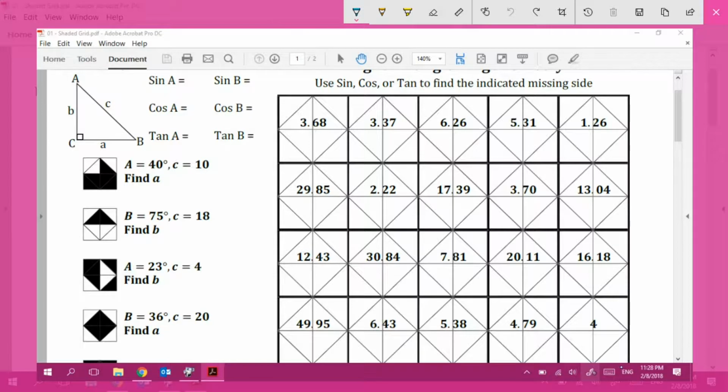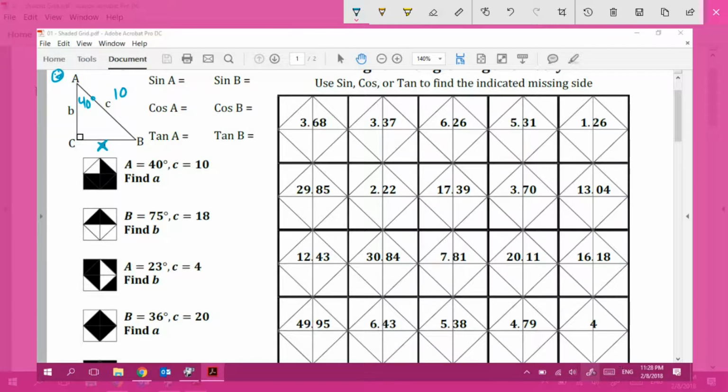So looking at number one, we're using this triangle that they've drawn up here for every single one. So they tell us that A is 40 degrees. So what we want to do is write A, 40 degrees right there. And that's my smiley face guy. Yeah, that's the angle of reference. Then they tell us that C is 10, and they want us to find A. So we don't know what A is. I'm just going to write X for A.